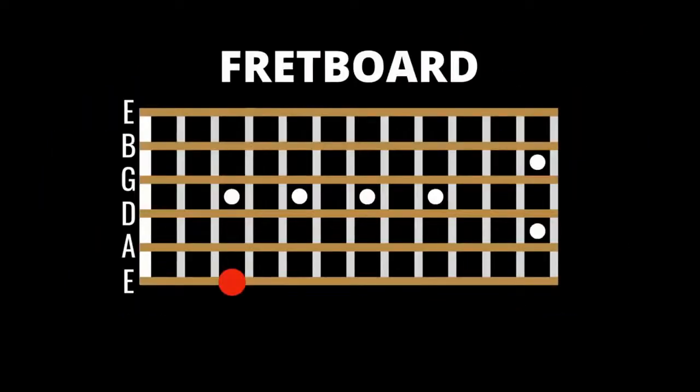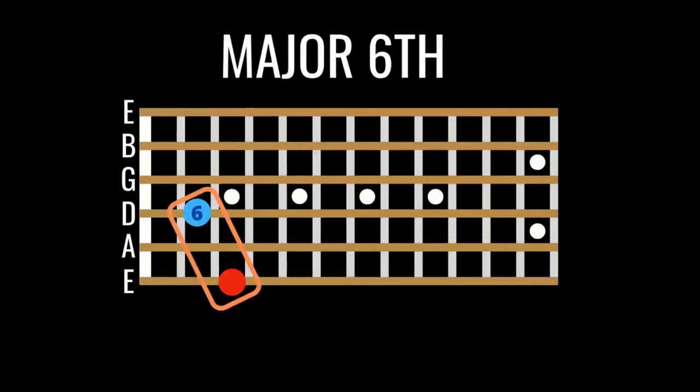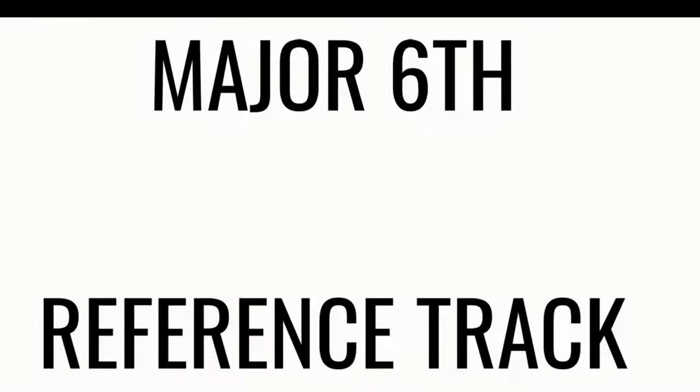A major 6th interval can be played 2 strings across and 1 fret down from our starting note. The reference track we can use for a major 6th would be the verse from Jingle Bells, Dashing Through the Snow.